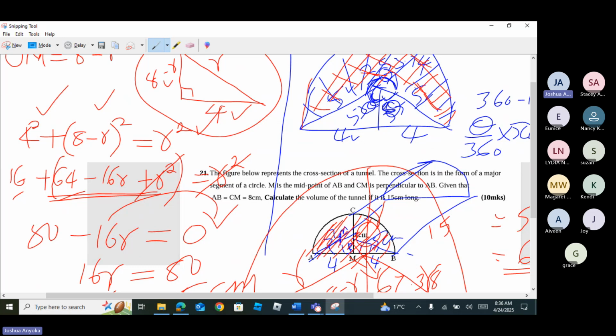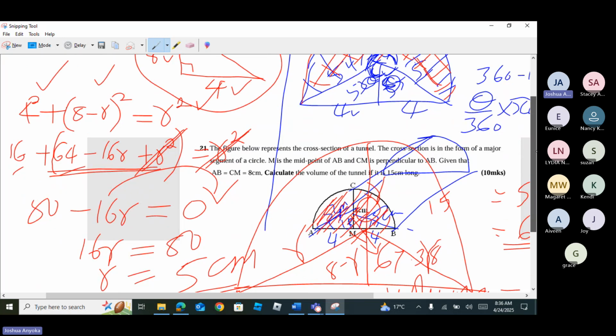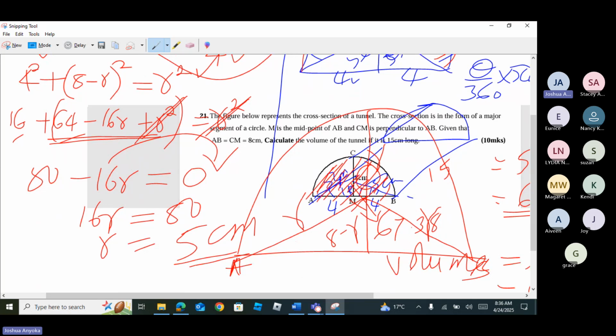Expand, we get radius squared and radius squared cancelling each other. So you remain with 80 minus 16 R is equals to 0. And 16 R is equals to 80. So radius is equals to 5. So you have worked out for the radius.